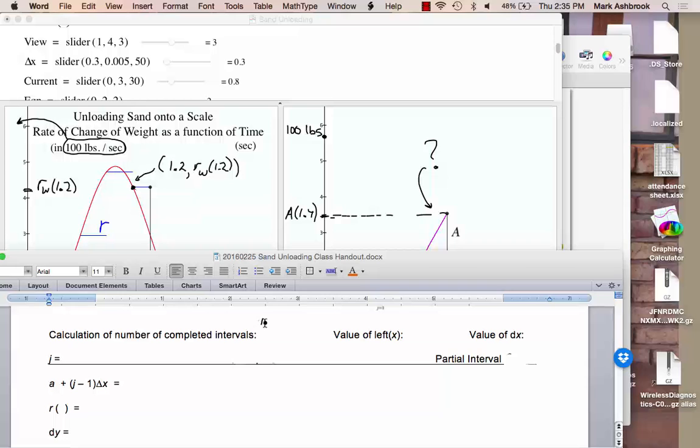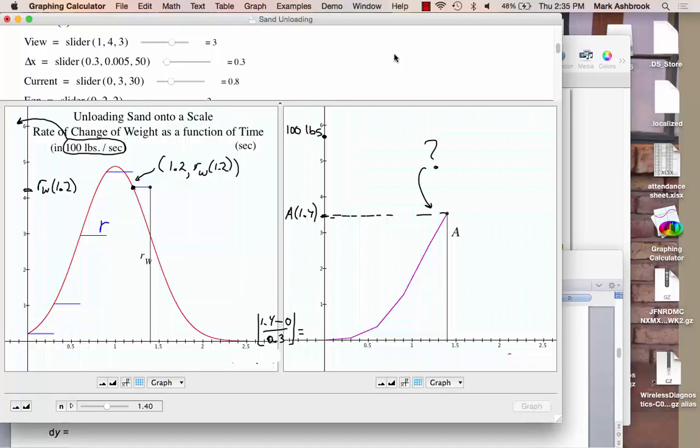1.4 minus a, which is 0, over 0.3, and then truncate, take the floor. So this is our x minus a over delta x. And that truncation is going to give us the number of completed intervals, which is how many? At 1.4, we can just look at the graph. So how many completed intervals have gone by?